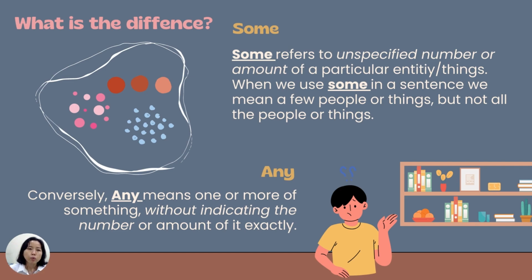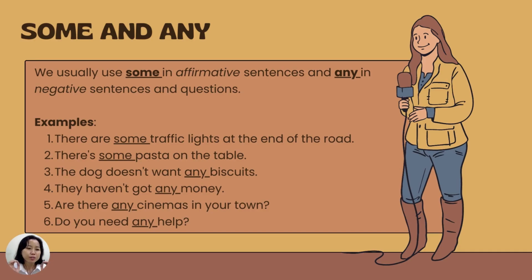Now we will learn how to use some and any. We usually use some in affirmative sentences and any in negative sentences and questions. So we can use some in affirmative or positive sentences, which means statements, and we can use any in negative sentences or questions, interrogatives. All right, we have some examples here.